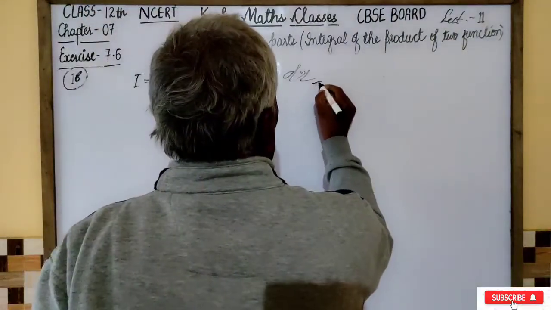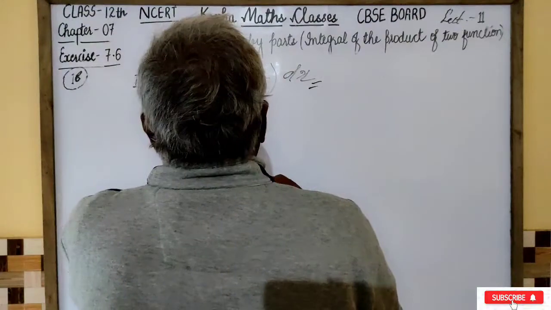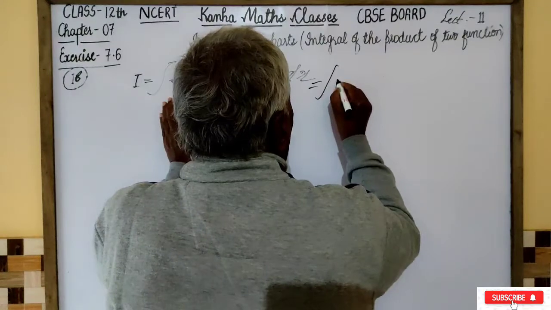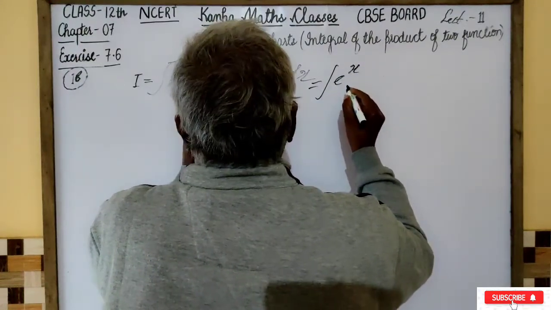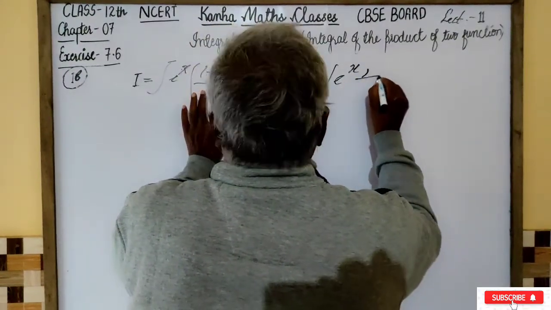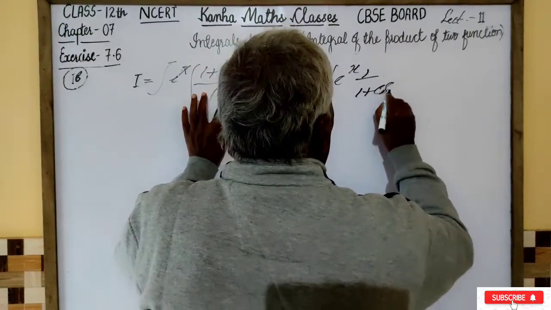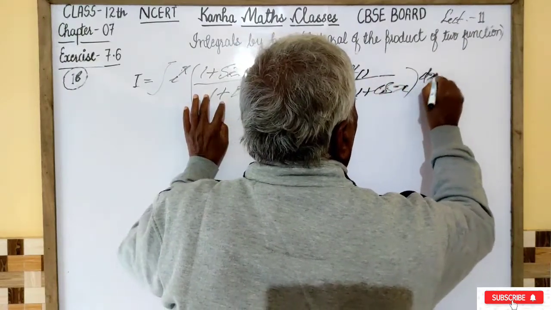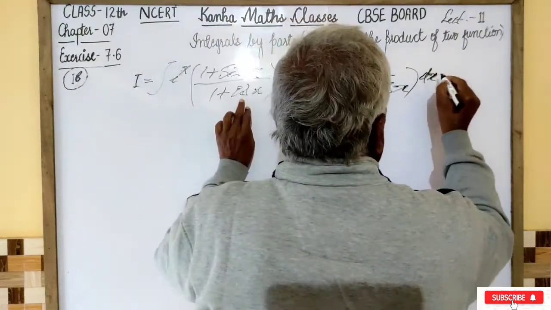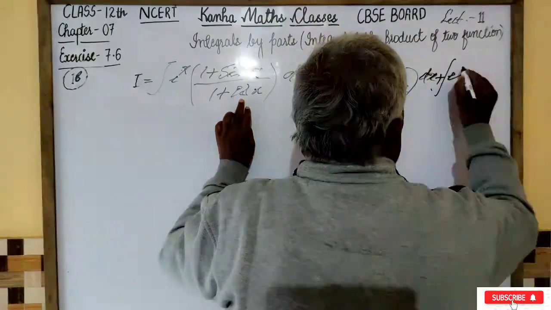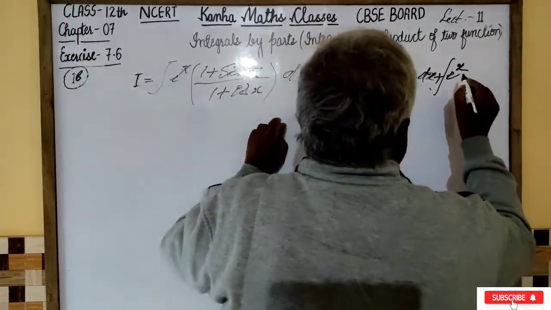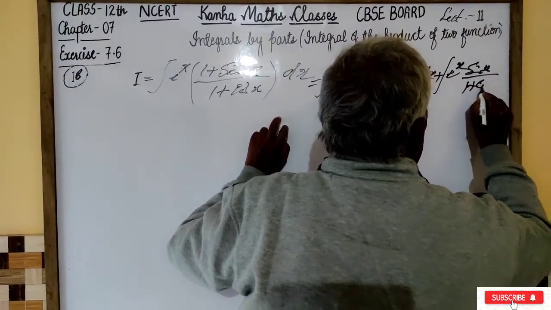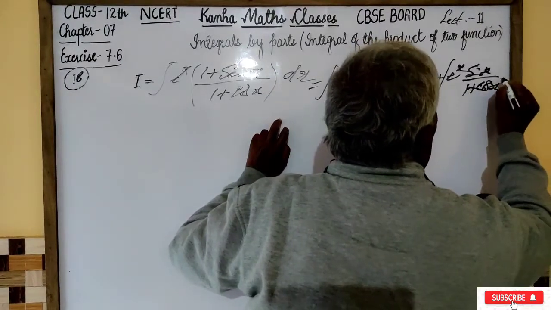Here also we will use the same method and bifurcate the integral into two parts, that is integral e^x into 1 upon 1 plus cos x dx, plus integral e^x into sin x upon 1 plus cos x dx.